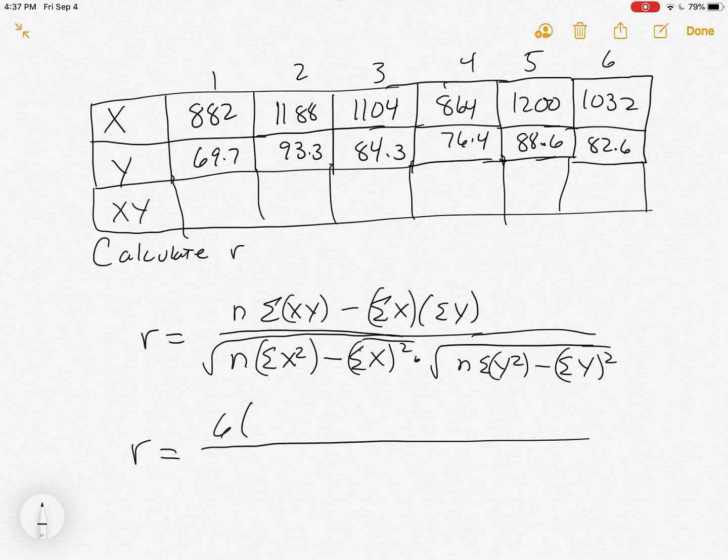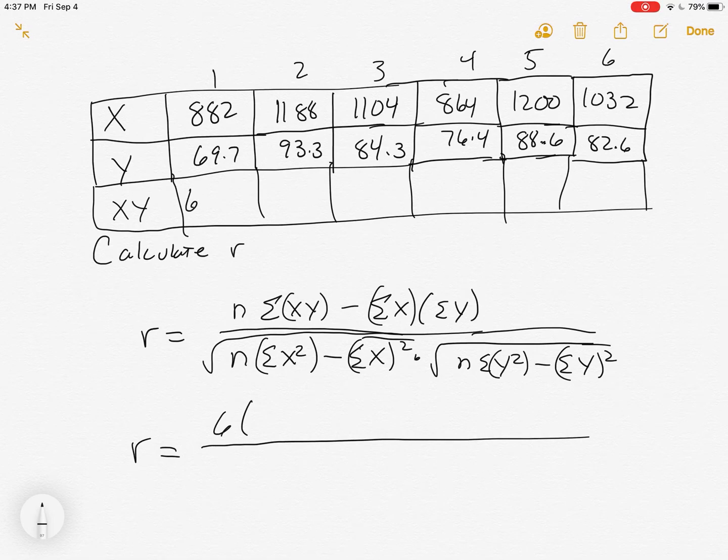You could literally type in 882 times 69.7. Sorry, I had a typo there. That's the reason for the hesitation. And just write it down. And so you'll be writing down really big numbers, 61475.4, right? And so you leave yourself a lot of room.